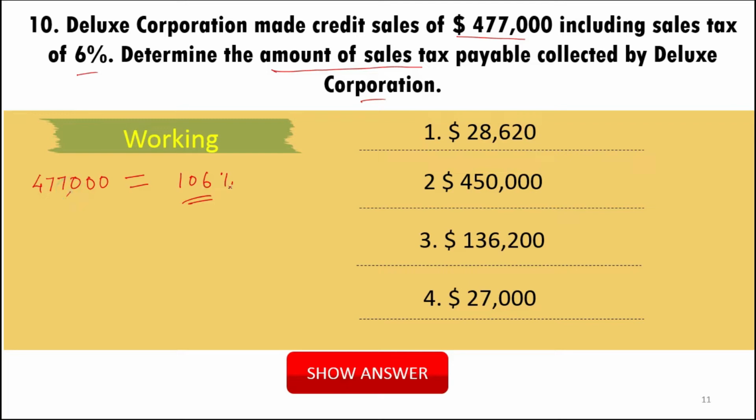477,000 is equal to 106%. What do we have to find? We have to find the amount of sales tax. In this 106%, 6% is the sales tax. Okay. So how can you find this 6%? We can do it like this: 477,000 upon 106. You have to find 6% separately, so multiply it by 6. You will solve it and you will get 27,000. So 27,000 is the amount of sales tax payable which is collected by Deluxe Corporation. So the other options are wrong. We find the correct option as 27,000.